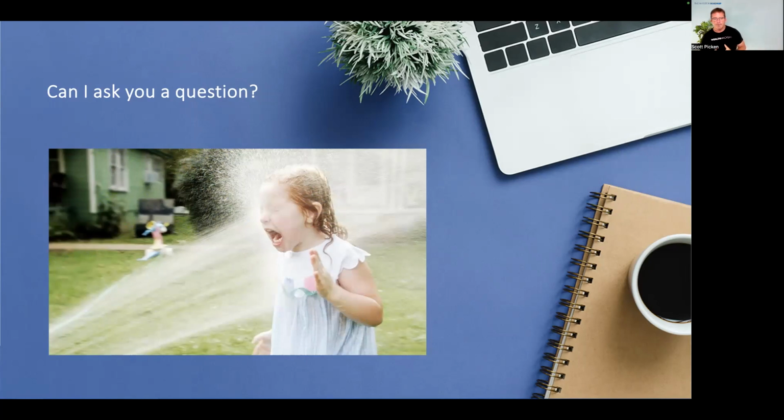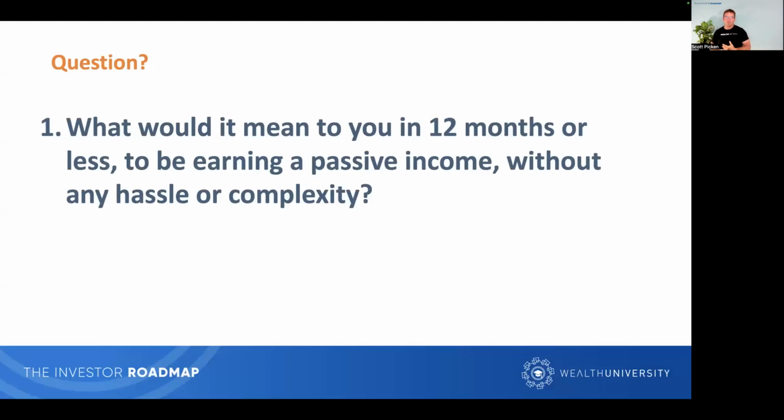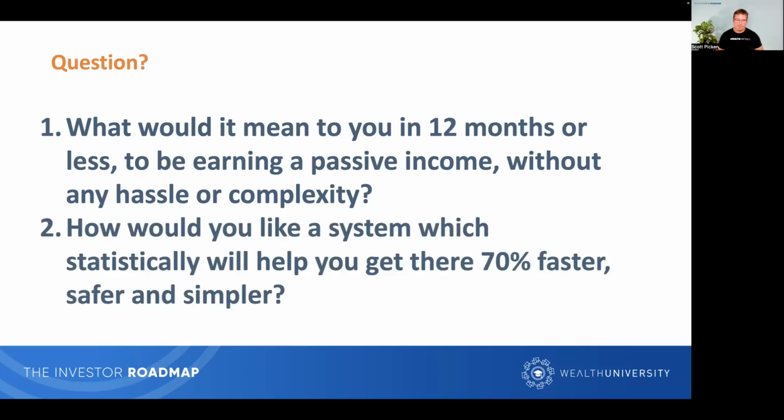And so I've got a quick question for you. I asked you up front what it would mean to you if in 12 months you could be earning passive income without any hassle or complexity. And I also asked, would we like to have a system that could help you get there 70% safer, simpler, and faster? Could I share with you an irresistible offer to literally make this easy for yourself? So if you're feeling overwhelmed and you're feeling complexity and you're feeling, oh my word, I don't know what to do next, I want to be able to share with you a simple and safe way where you can literally go, okay, cool, I get it. I want that stuff. I'm clear on my whys, but I don't know how and what to do. And I literally just give it to you like, this is the way to do it. Can I have your permission?